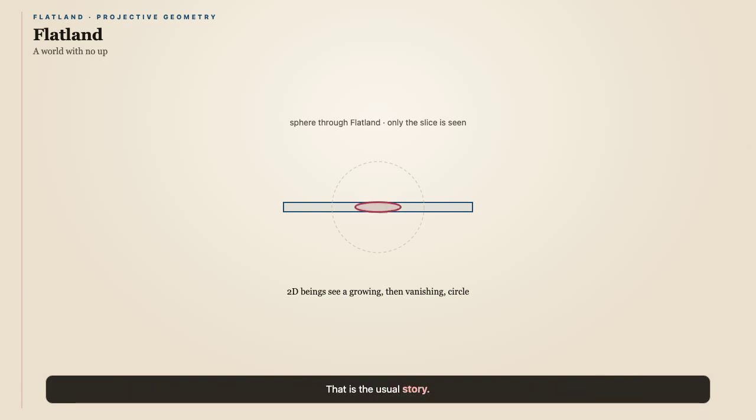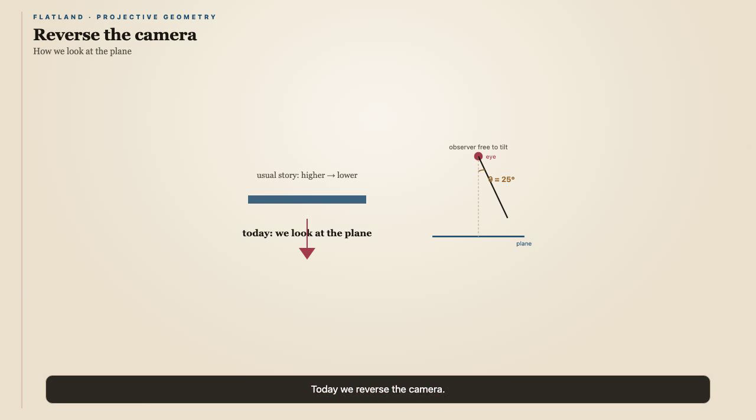That is the usual story. How the lower dimension meets the higher one. It is a beautiful story, and it is still only half of the geometry. Today we reverse the camera. We ask a quieter, sharper question. How does a 3-dimensional observer actually look at a 2-dimensional object?